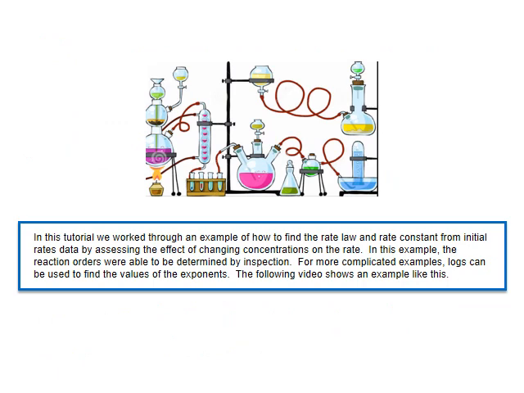In this tutorial, we worked through an example of how to find the rate law and rate constant from initial rates data by assessing the effect of changing concentrations on the rate. In this example, the reaction orders were able to be determined by inspection. For more complicated examples, logs can be used to find the values of the exponents. The following video shows an example like this.